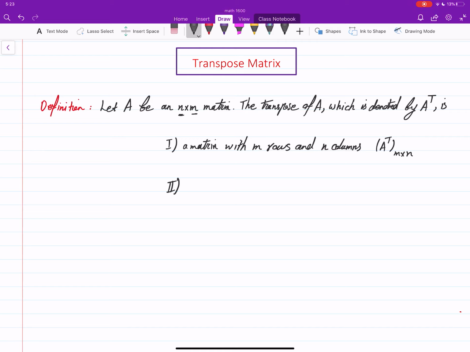So in other words, the ij entry of A transpose is the ji entry of A. So you switch row 1 to column 1, row 2 to column 2, row 3 to column 3, and so on. That is the transpose. Well, let's just see a few examples.